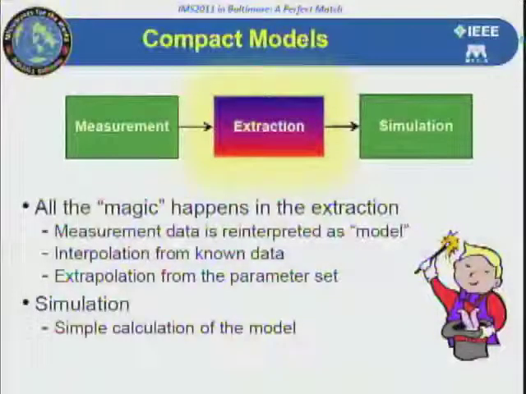With regard to compact models, all the magic happens in the extraction step. The measurement data is interpreted as the model, and if we're able to interpolate from the known data with the model itself, extrapolation from the parameter set is also possible if we want to do some interesting things like PVT analysis, for example. And then the simulation is just simply grinding through all the equations with those parameters plugged in and whatever input signal is being presented to the device.